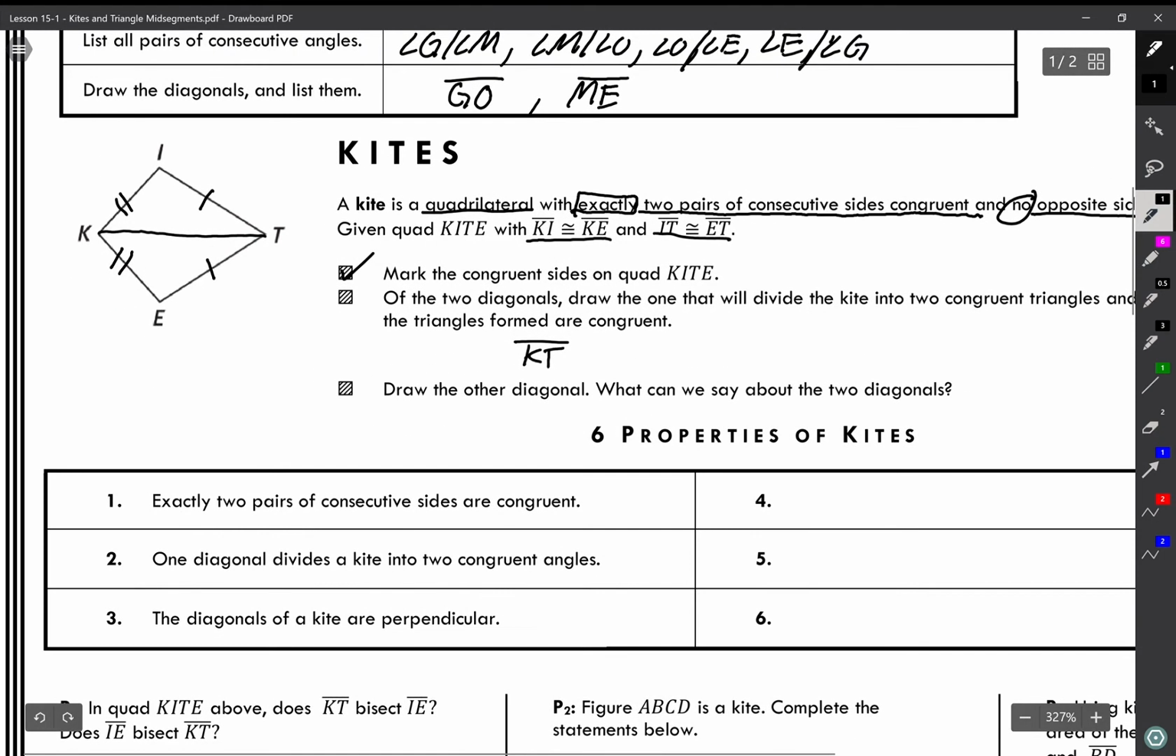Now it wants us to draw the other diagonal. I draw that. What do you think we can say about the 2 diagonals? I'm going to take a look at this. They look like they are perpendicular, and actually that is correct. The 2 diagonals are perpendicular, so we'll say they are perpendicular. We'll write this little shorthand right there.